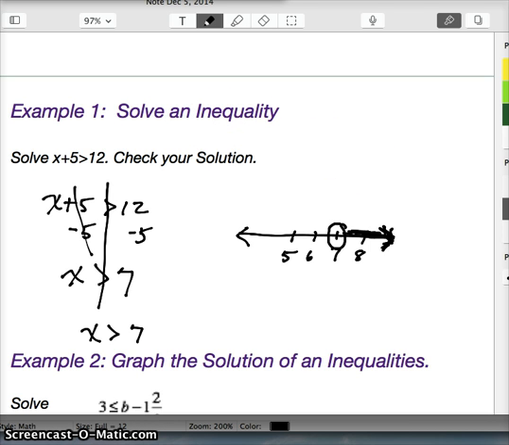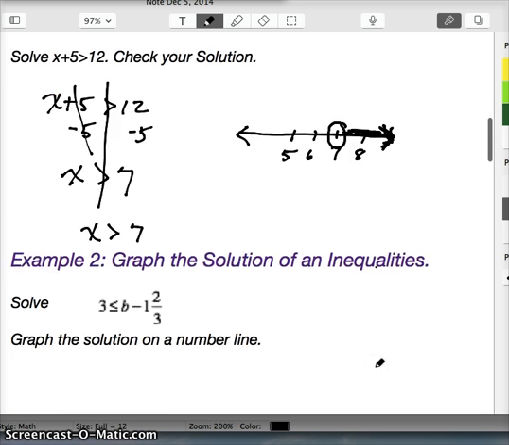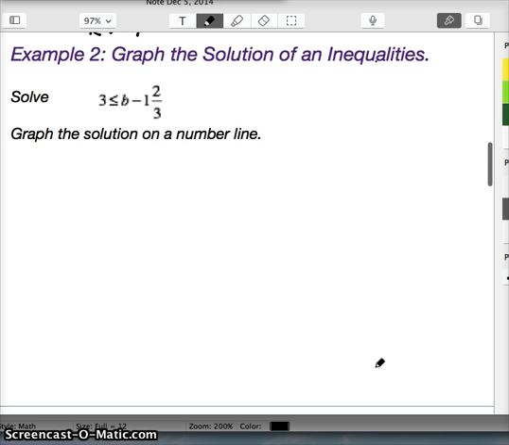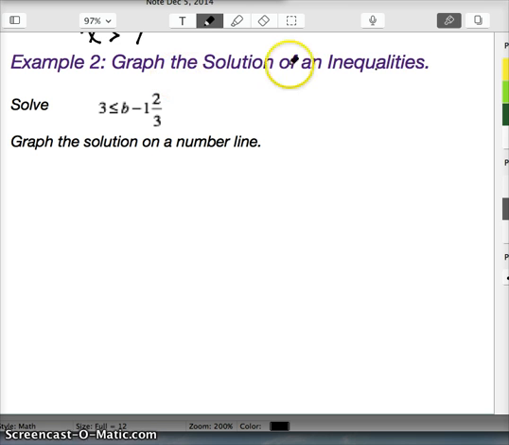Let's take a look at example 2. Example 2 is asking us to graph the solution of an inequality. This should be inequality. I apologize.